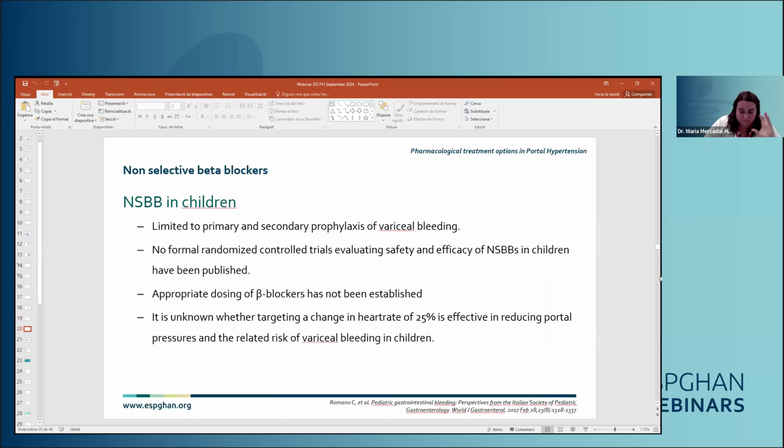And if you actually screen now for everything that we've done with non-selective beta blockers, it's limited to primary and secondary prophylaxis of variceal bleeding. There are no formal randomized controlled trials evaluating either safety or efficacy of these in children. We don't even have appropriate dosing for beta blockers. And obviously, we don't know about targeting the change of heart rate that I'm sure many of you, even us at some point we did, or still do, target, in our patients in the outpatient clinic or at the hospital.